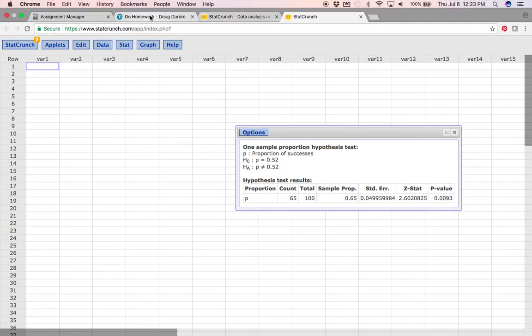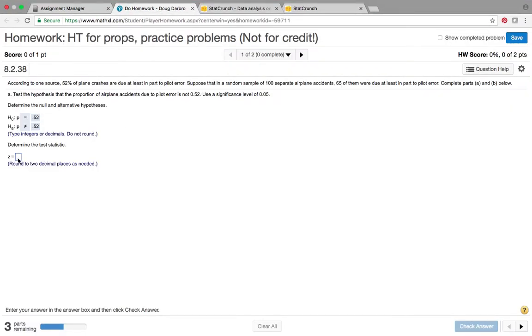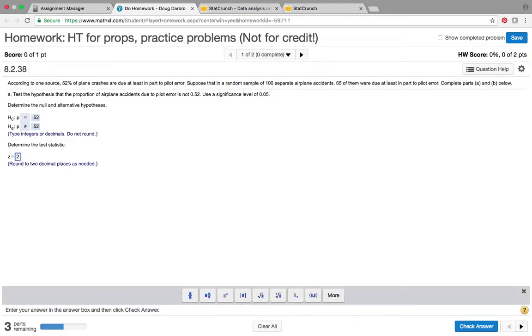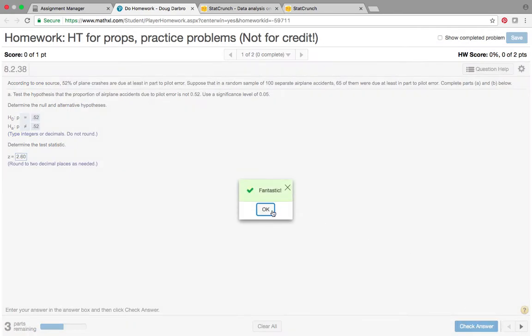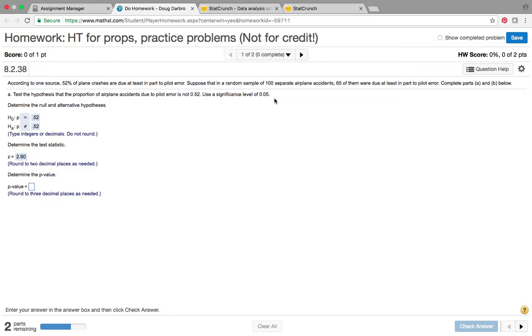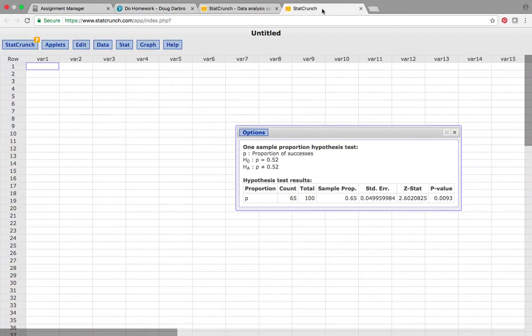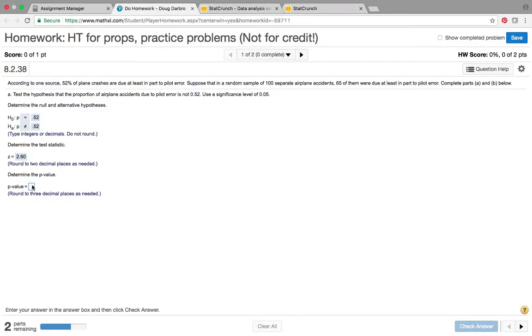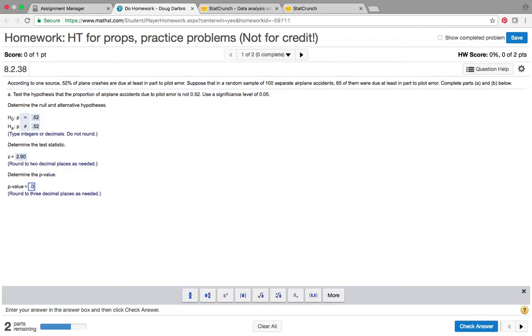So we'll see how many places we're supposed to go to. It's only 2 places, so 2.60. Determine the p-value. What's the beauty of having this? The p-value is 0.0093, rounding to 3 places, so that'll be 0.009.